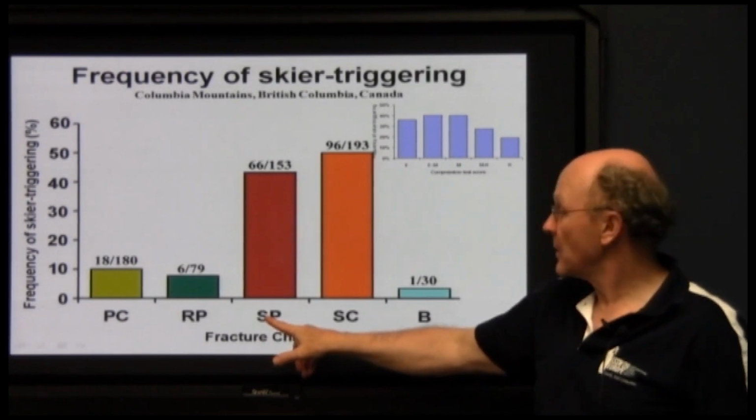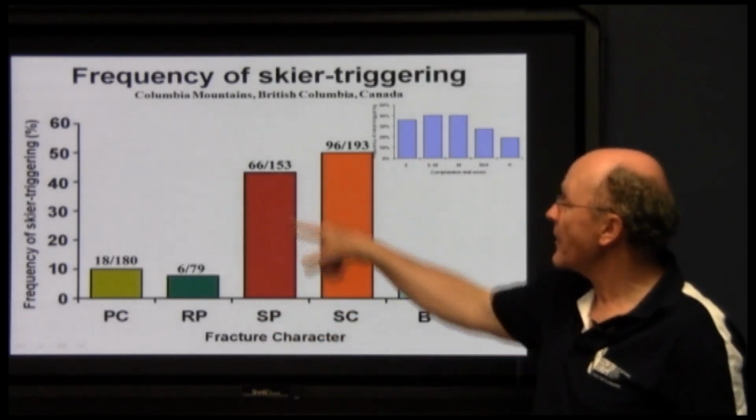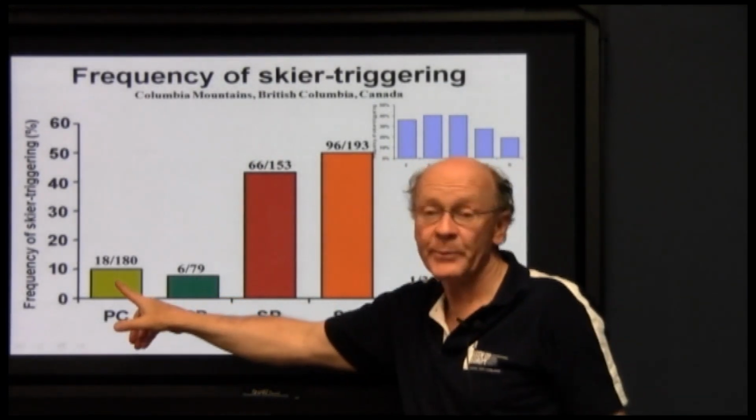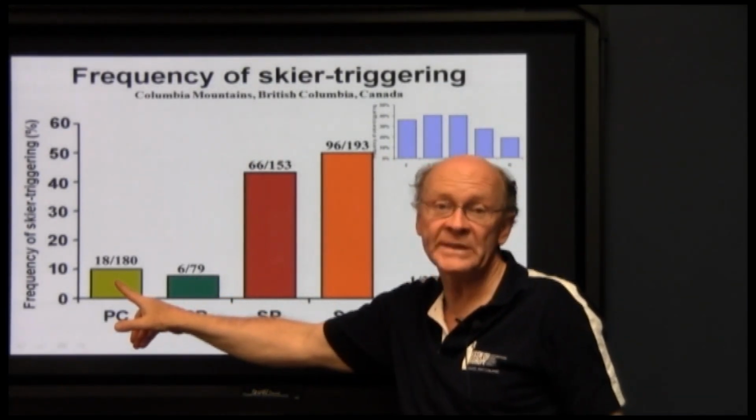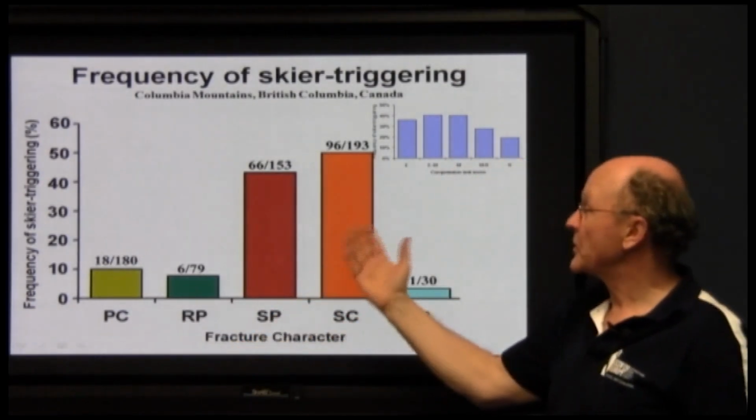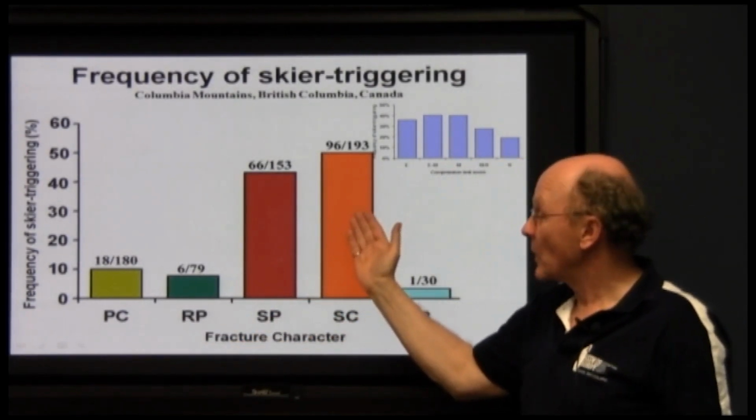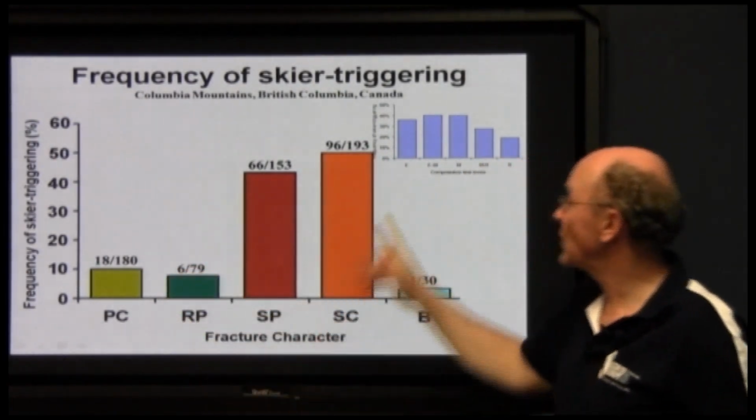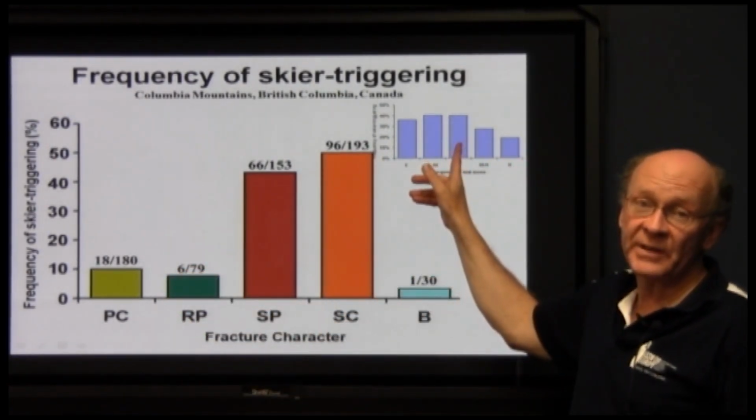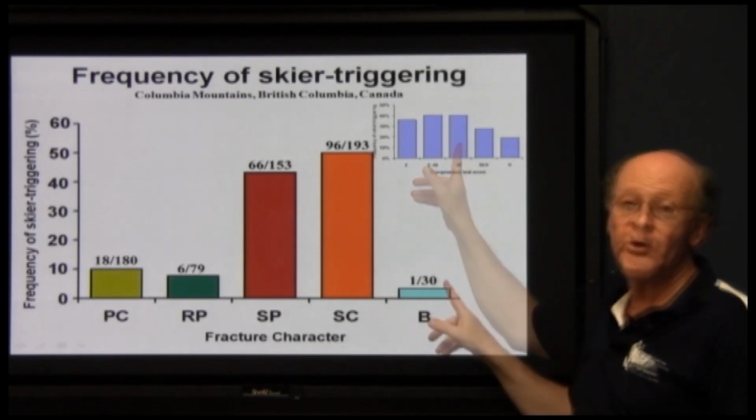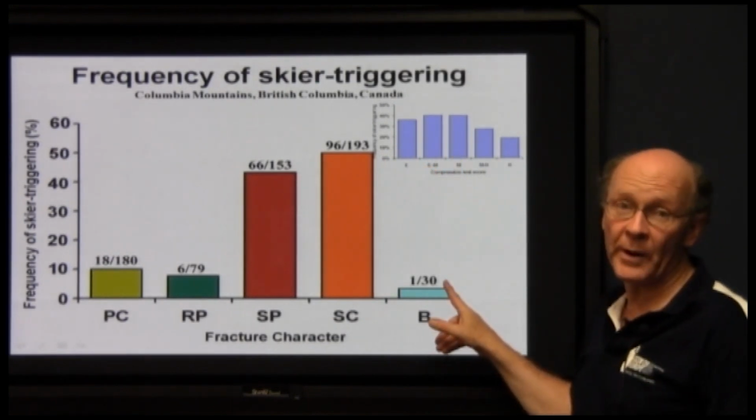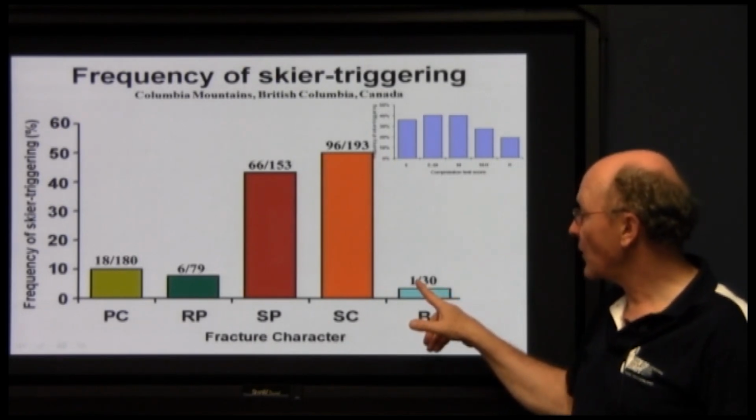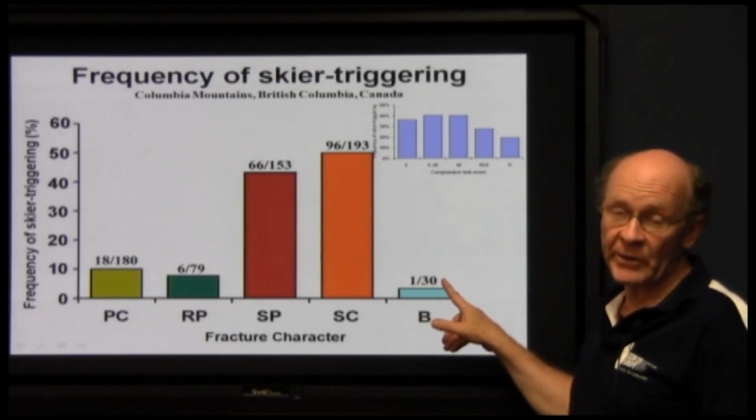And for sudden planar or sudden collapse, we see quite a high frequency of skier triggering. For the other three kinds, break, resistant planar, and progressive compression, we see a much lower frequency of skier triggering. So fracture character is distinguishing between whether skier triggering is likely or unlikely, and it does so much better than by paying attention to the number of taps only. You're probably wondering about these numbers here above the bars. In this case here, we got 30 results with breaks, and only in one of those were we on a slope where we skier triggered the slope.